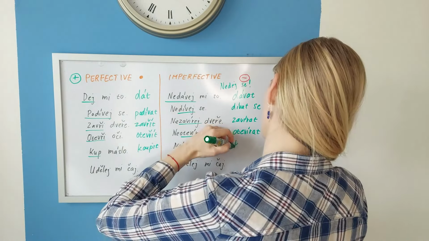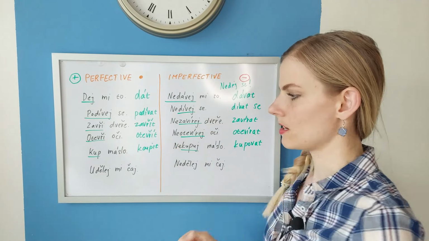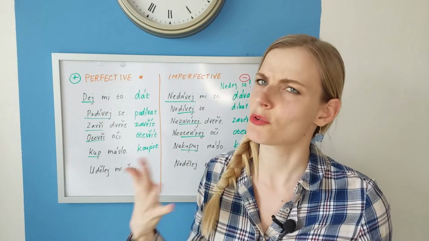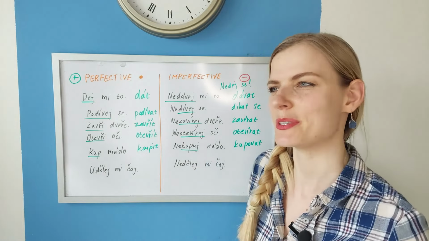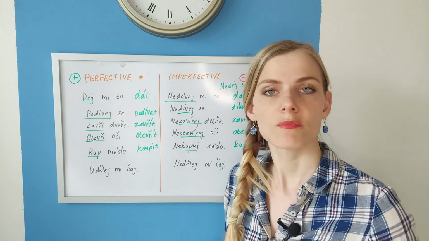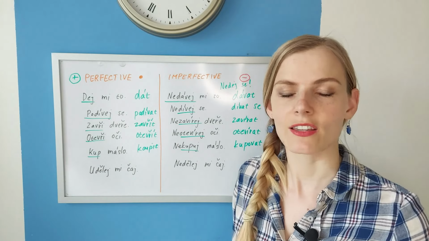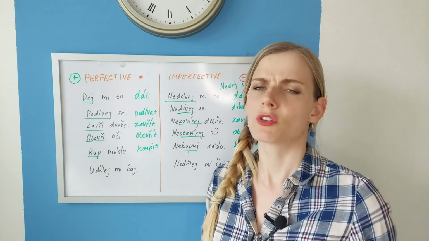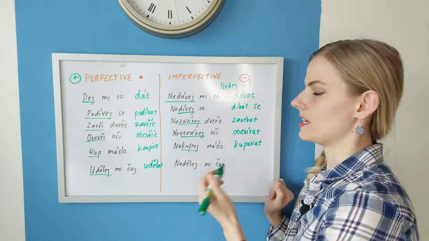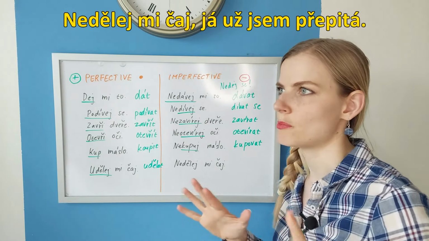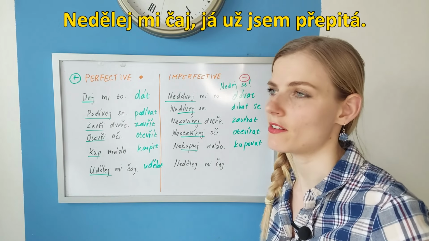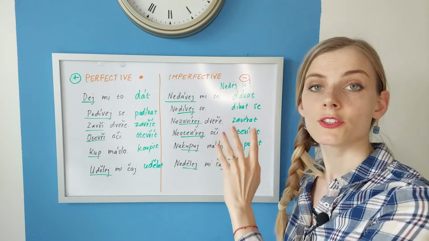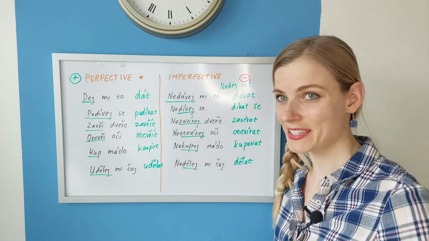From kupovat. Udělej mi čaj. Make me tea. Please. Udělej mi čaj, prosím. That would be better to add prosím. But in Czech we are sometimes direct in this case and it doesn't sound rude. We can maybe just make it sound nice. Udělej mi čaj. Udělat. Nedělej mi čaj, já už jsem přepitá. Don't make me tea, I've drunk too much. From dělat. Let's do another set of 6 pairs.